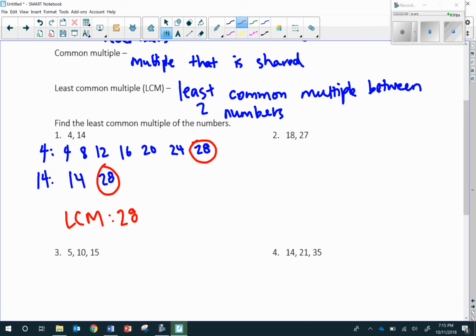Let's do another example. I'm going to write the multiples of 18. So those would be 18, 36, 54. The multiples of 27 would be 27, 54. I have found a multiple that is shared, so my LCM is 54.